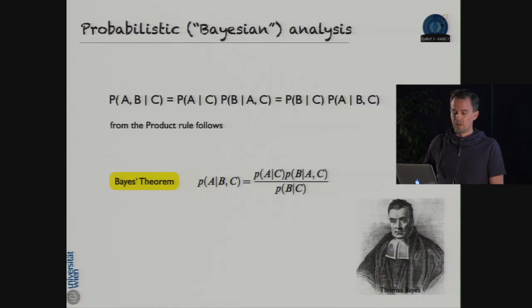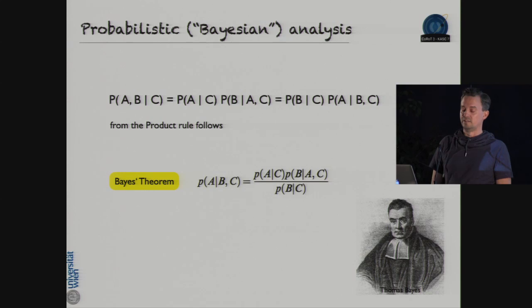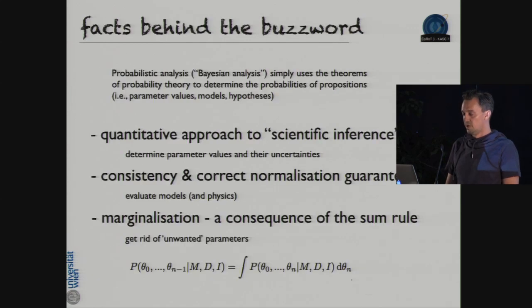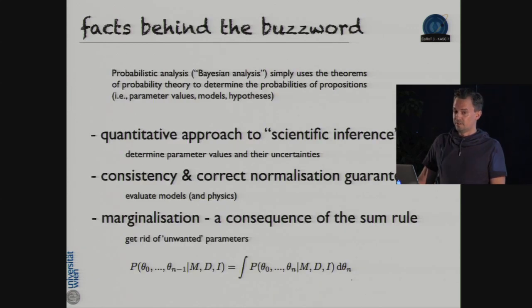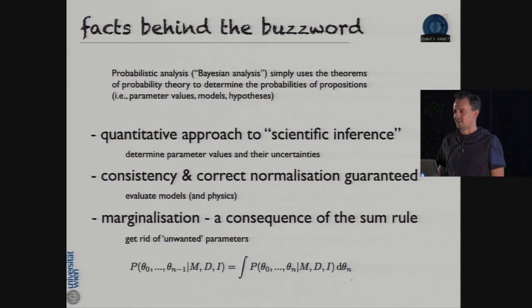Why is probabilistic analysis always called Bayesian analysis? Simply because Thomas Bayes formulated his famous theorem, which simply follows from the product rule. So what are the facts behind this buzzword? Everybody in the room has for sure heard about Bayesian analysis, but I'm also quite confident that at least a fraction of you doesn't really understand what is actually meant by that.